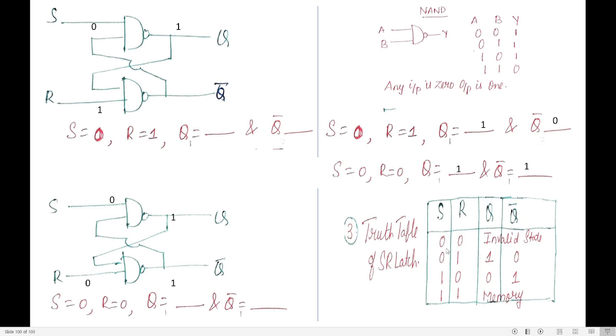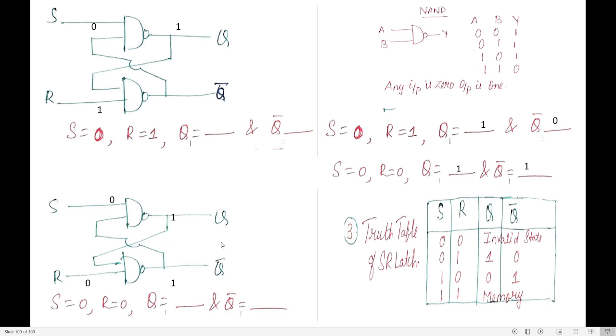Now let us see the last state. When S is 0, R is 0, what is going to happen? When any of the inputs is 0, output is 1. So what is happening here? Q and Q bar both are what? 1. Is it possible? No. So you call this an invalid state.